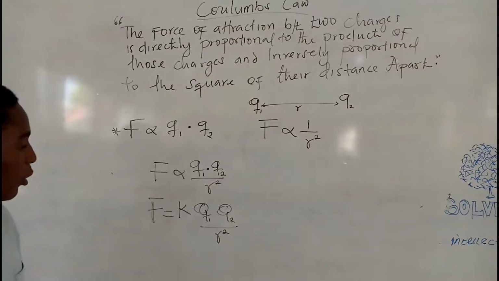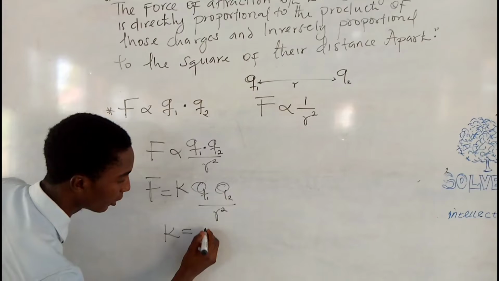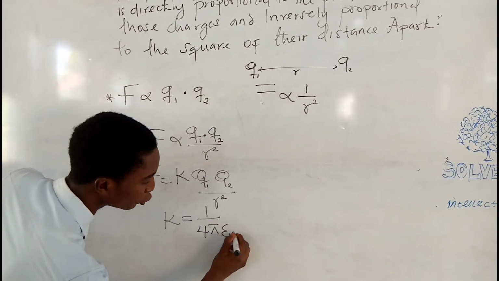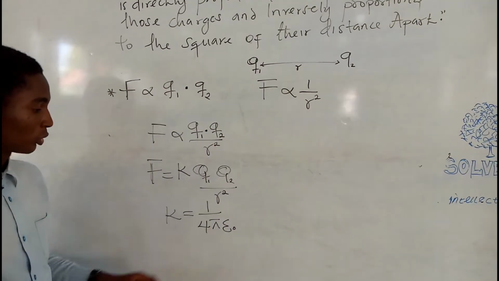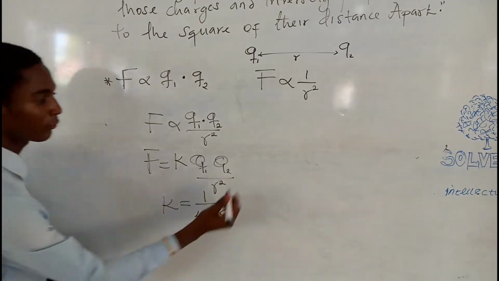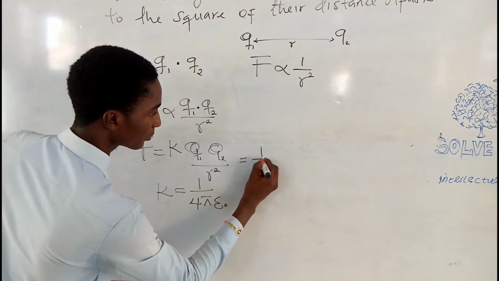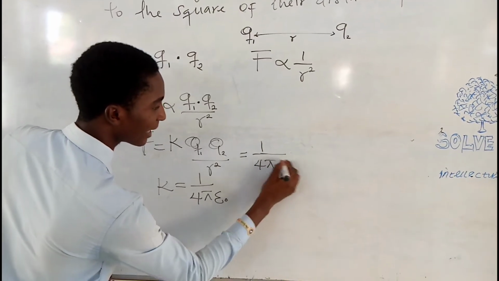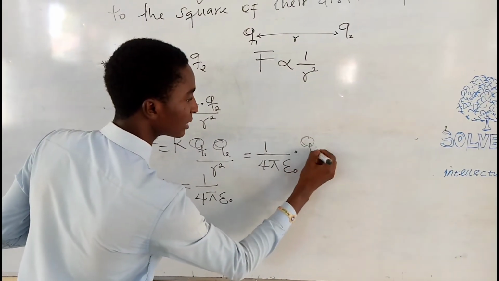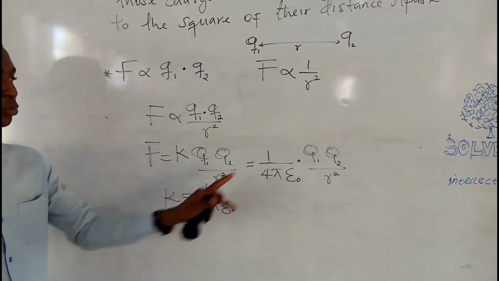This K here is not just any constant, it has a value of 1 over 4 pi epsilon naught. So I can also state this formula as F equals 1 over 4 pi epsilon naught times Q1 Q2 all over R squared.